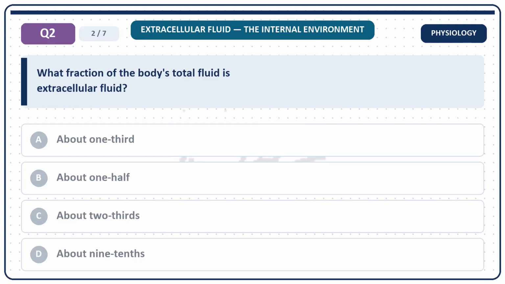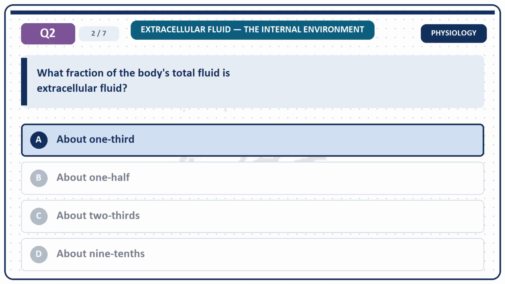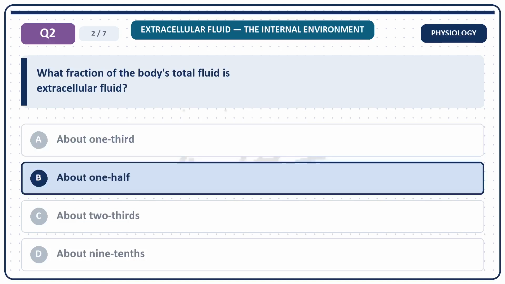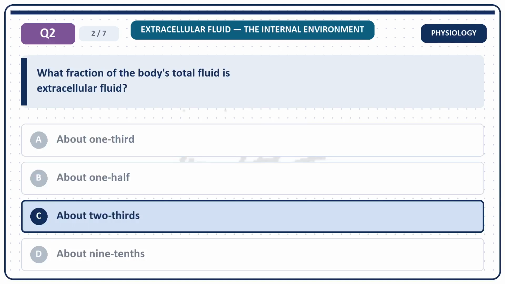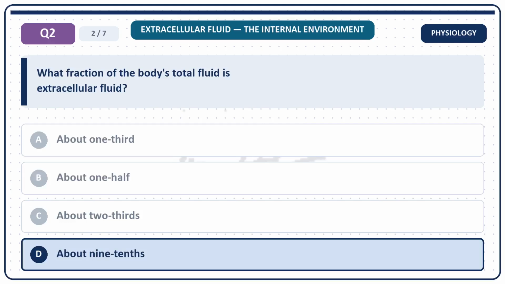Question 2. What fraction of the body's total fluid is extracellular fluid? Option A. About 1/3. Option B. About 1/2. Option C. About 2/3. Option D. About 9/10.